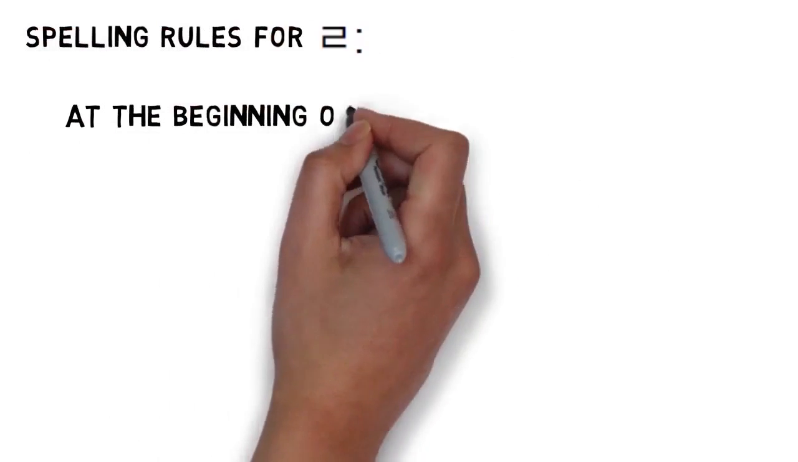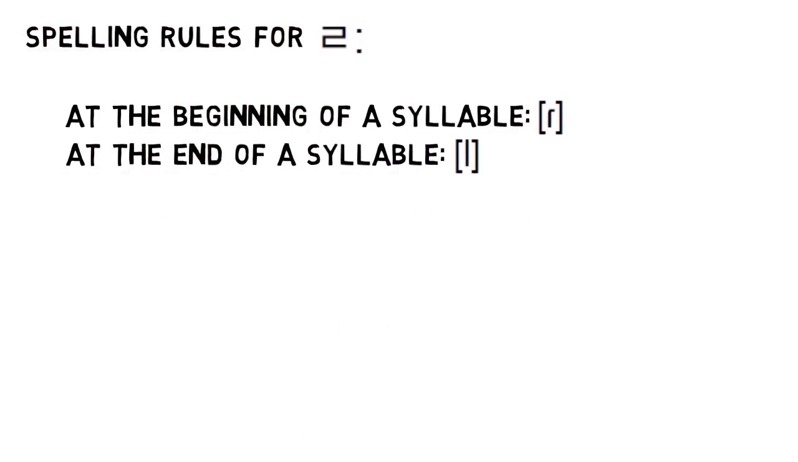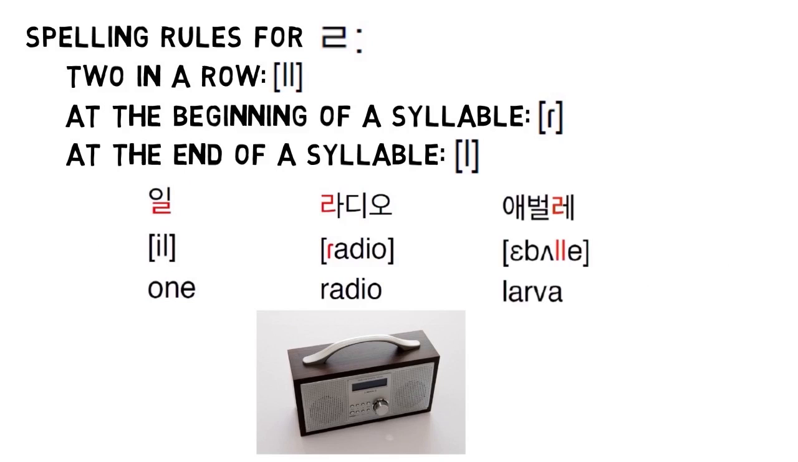Also, just to knock out a spelling rule early, generally you're going to run into this sound anytime you see Korean's R show up in the beginning of a syllable. If it's at the end of the syllable, it'll be an L sound as in il. If it's in the beginning, it'll be an R sound, as in radio. And incidentally, if you see two of them in a row, you're going to get a double L sound rather than some sort of LR combination thing. Giving you words like 애벌레.